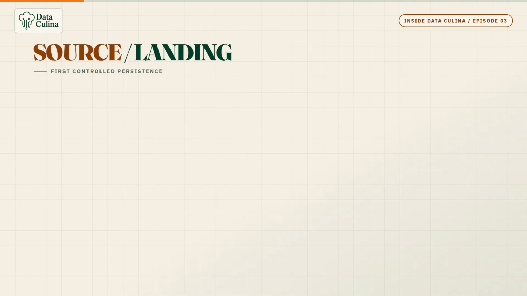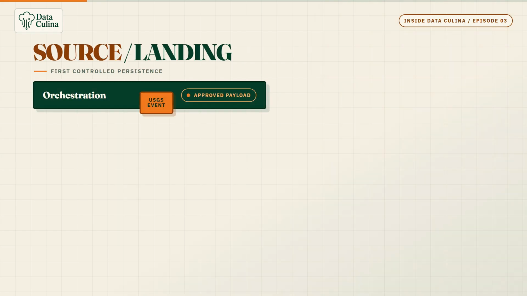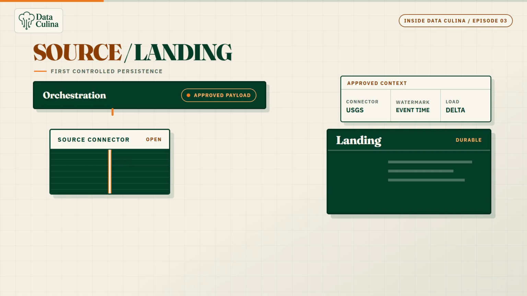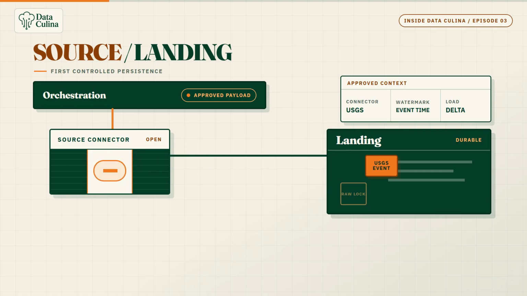The journey begins when orchestration hands an approved JSON payload to the shared Culina runtime. The ingestion entry point resolves the source connector, the watermark, and the requested load behavior. Then source to landing acquires the event from the source and writes it to the first framework-controlled persistence point. Approved context already travels with the payload, so the workload never needs to reopen the control plane.